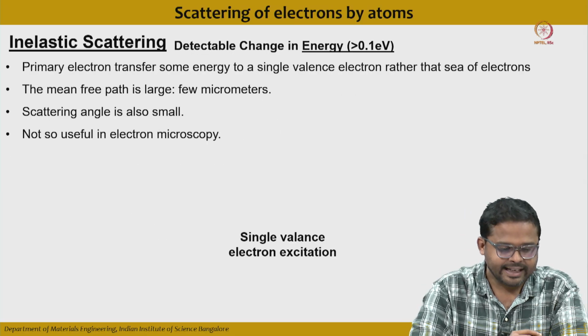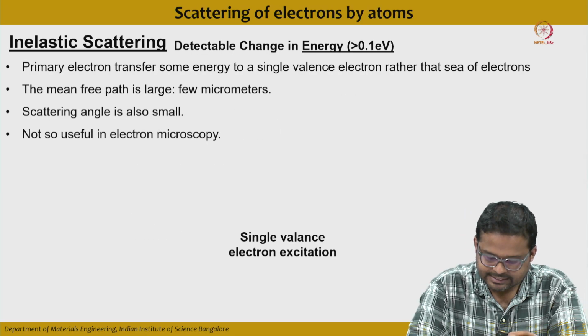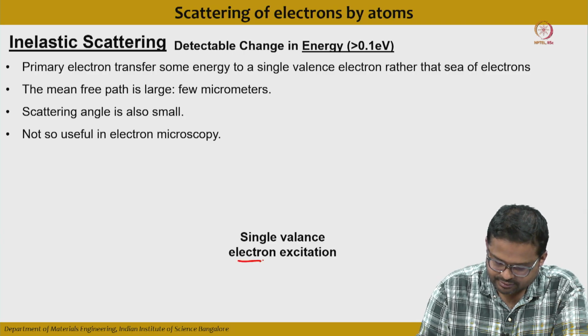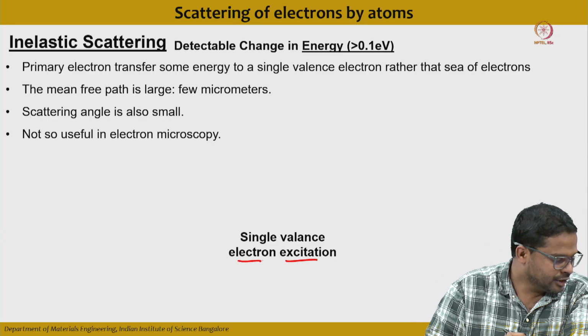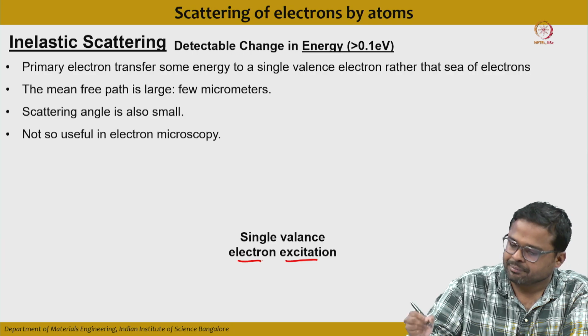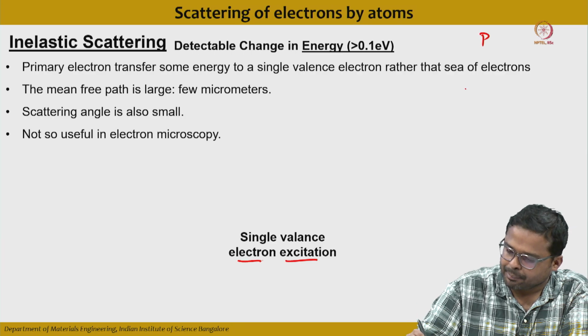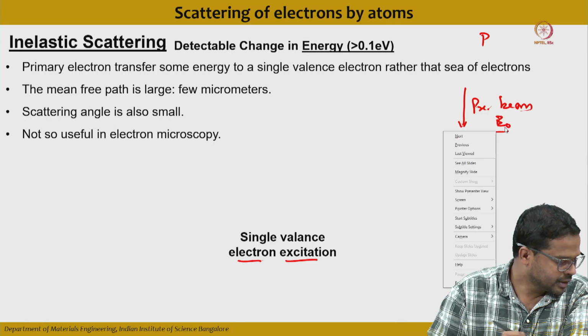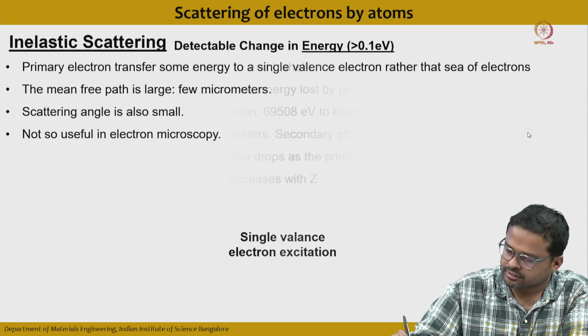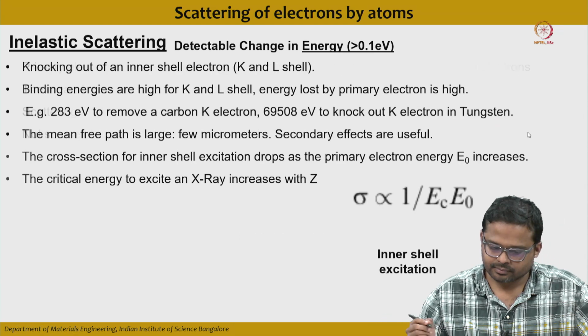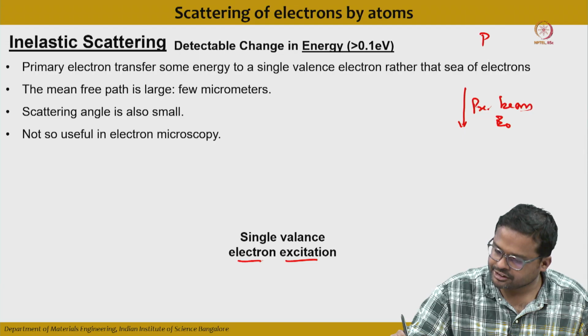Now, the next is the single valence electron excitation. Okay. And here what will happen is that the primary beam, which has an energy of E0, transfers energy to the single valence electron.